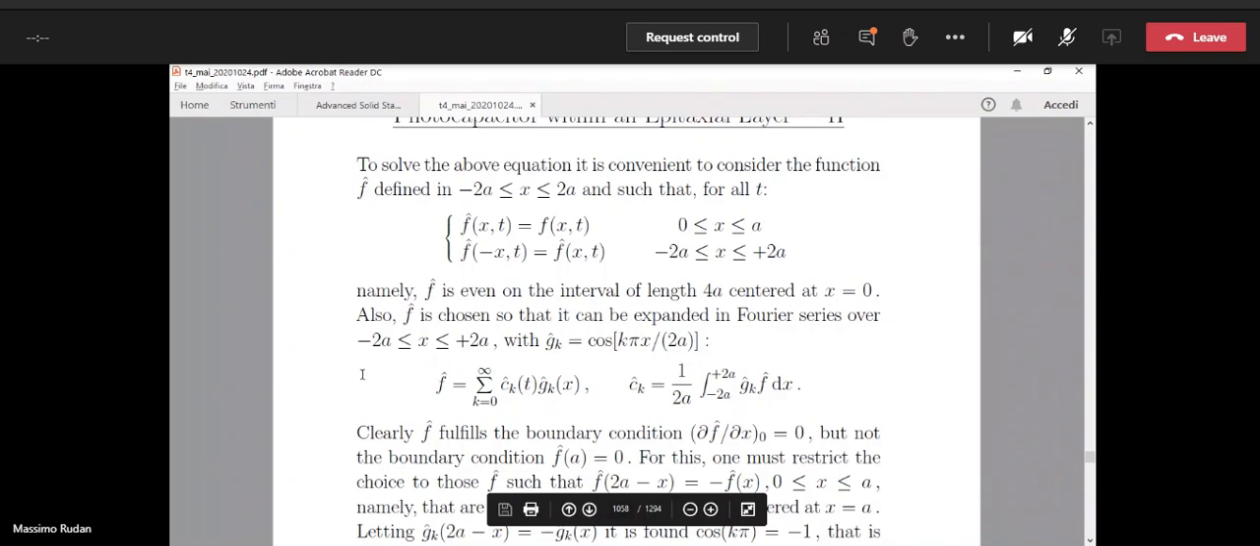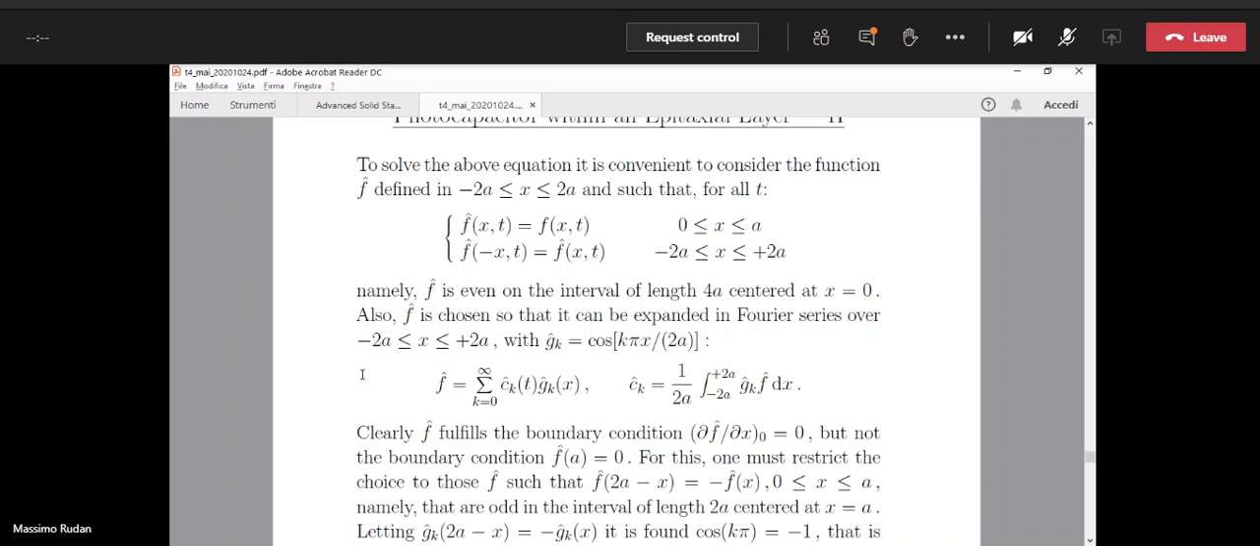Okay, so we essentially have separated the problem introducing this new function f hat, expressible as a Fourier series. So we have complete knowledge about the space coefficients, and we are left with the need of calculating the time coefficient c hat of time.